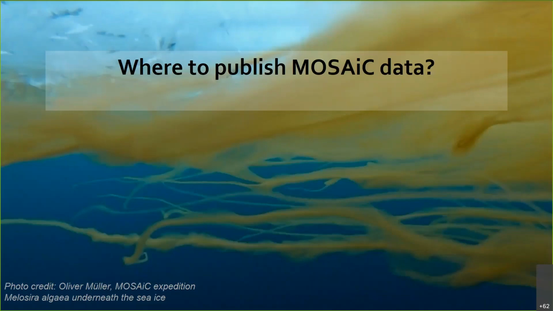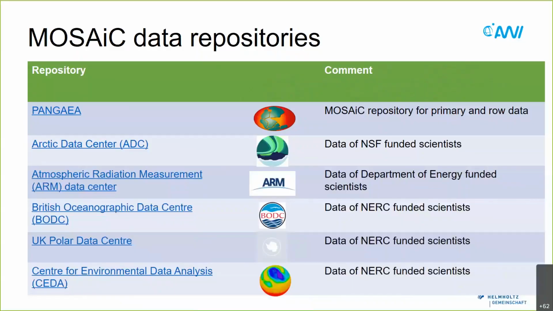Right, this takes me to the part where we talk about where to publish MOSAiC data, which repositories are available for publishing MOSAiC data. So in this table, you can see PANGAEA in the first place, because PANGAEA is the primary MOSAiC repository for primary and raw data.